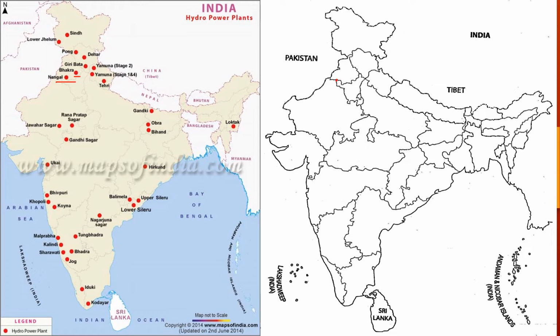The first is B and it is N, so we can write it as Bhakra Nangal Dam. And we call it the Bhakra Nangal project. This project will come near this region. And the second is the Gandhi Sagar Dam.